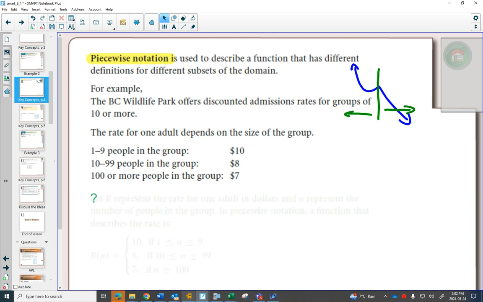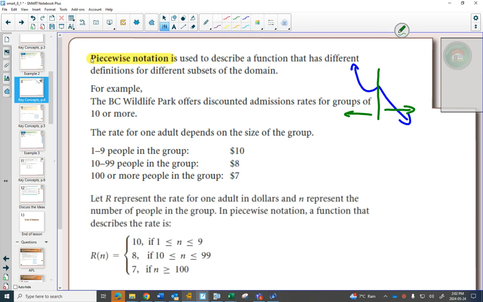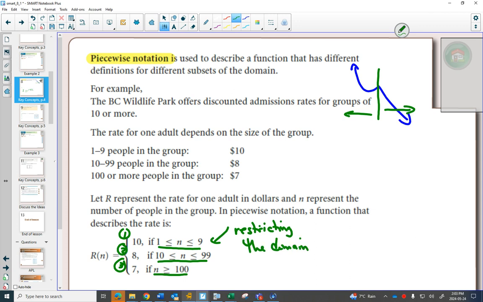The way that we would write this is that we write it with a big bracket here, and we have piece 1, piece 2, piece 3. Piece 1 happens when it was between 1 and 9. Piece 2 happens between 10 and 99. And piece 3 happens when it's bigger than 100. So what you're doing is this part here is restricting the domain.